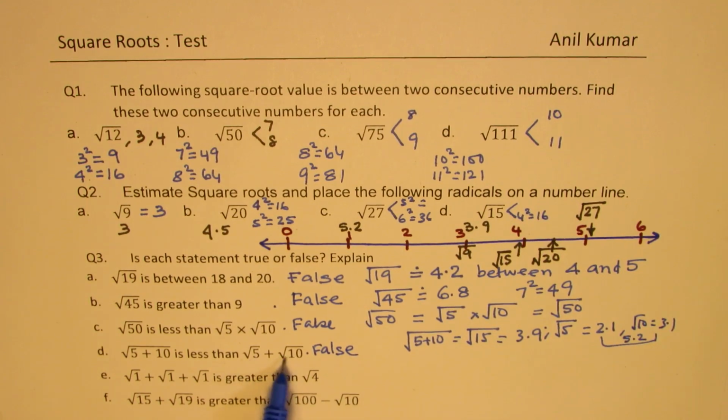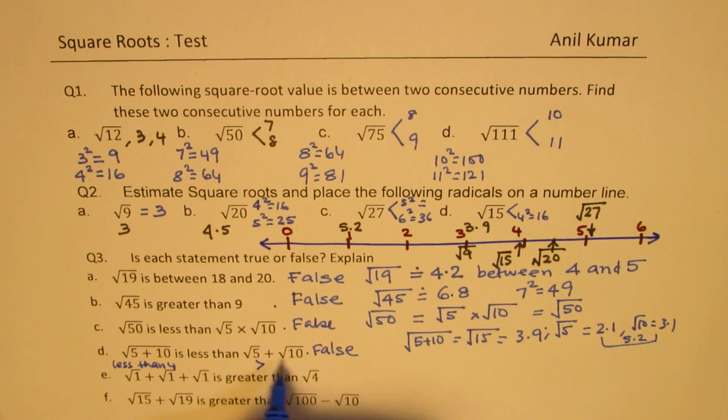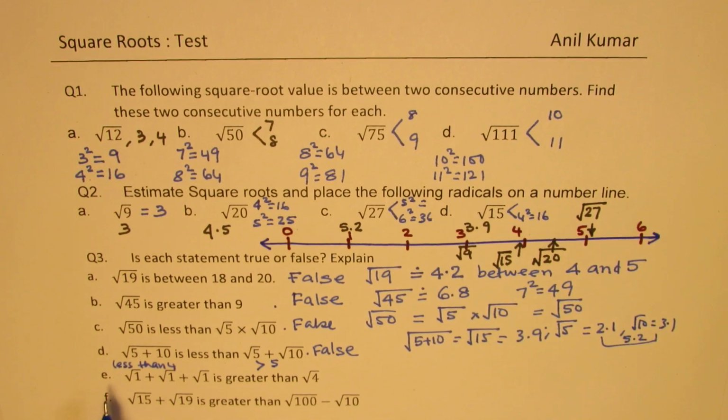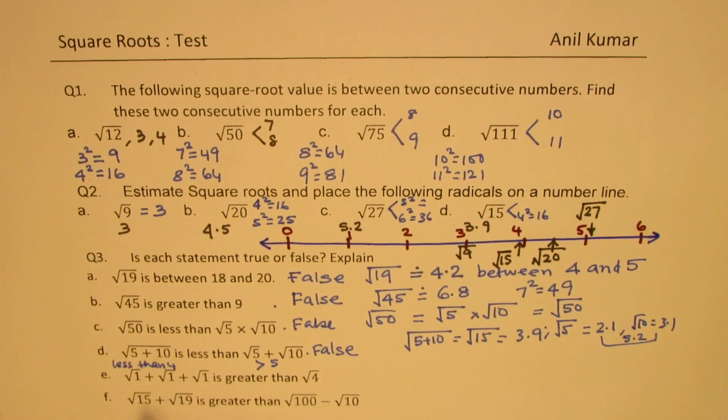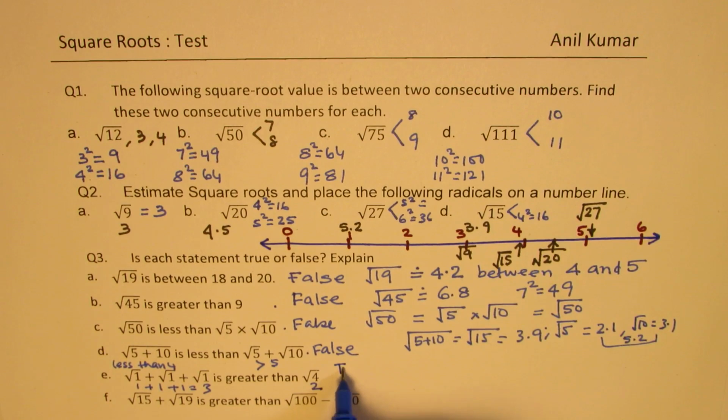Correct? This value is definitely more than 5, and this value is less than 4. This is less than 4, and this is greater than, as we saw here, 5. Correct? E. Square root 1 plus square root 1 plus square root 1, when you add them all, is greater than square root 4. What do you think about this? Well, these are all 1 plus 1 plus 1, which is 3, and square root 4 is 2. So that is true.